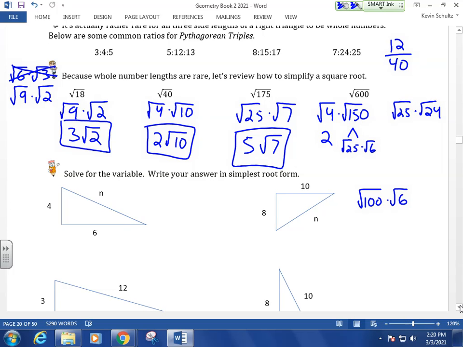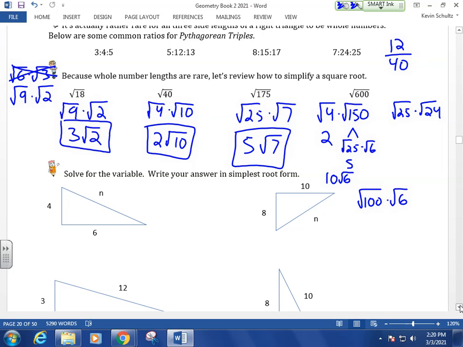It's got a perfect square factor, right? 25 and 6. Which means that the 25 becomes a 5, and my final answer here is 2 times 5, which is 10, and that root 6 tags along.